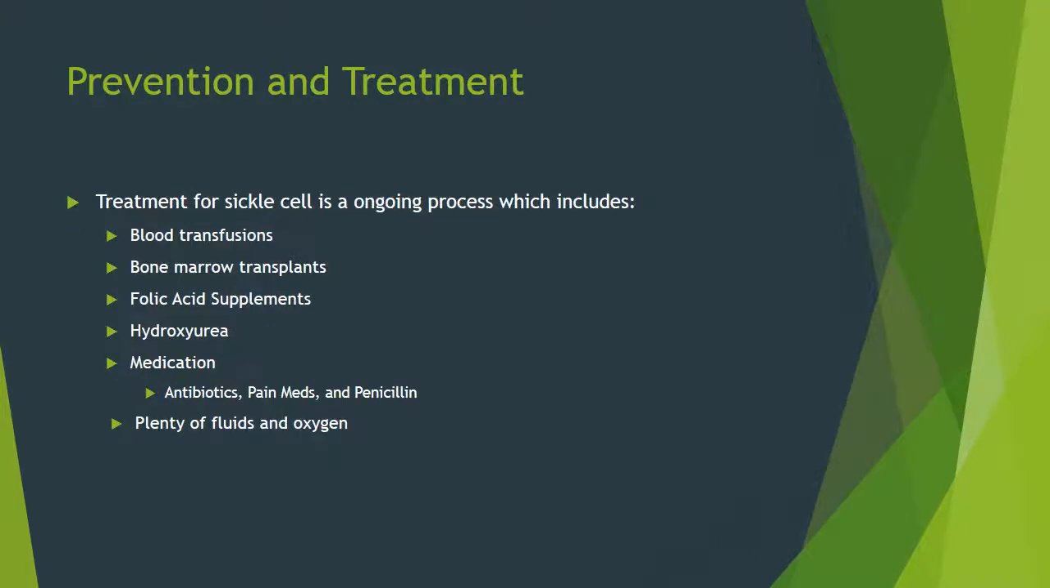A person with sickle cell disease has a treatment plan, and that treatment plan is typically ongoing. So it includes blood transfusions, bone marrow transplants, folic acid supplements, hydroxyurea, taking their medications, typically pain meds, antibiotics, and penicillin, and getting plenty of fluids and oxygen.